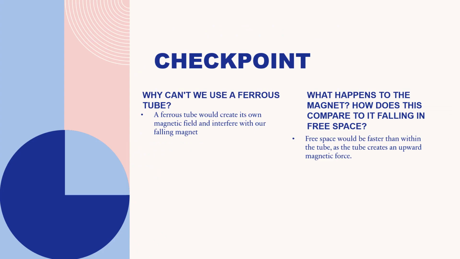Why can't we use a ferrous tube? Well, a ferrous tube would create its own magnetic field and interfere with our falling magnet, skewing our results. What happens to the magnet? How does this compare to falling in free space? In free space, the magnet would fall faster than within our tube, as the tube creates an upward magnetic force.